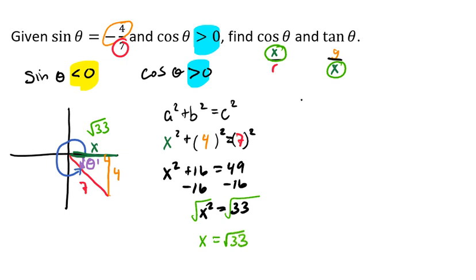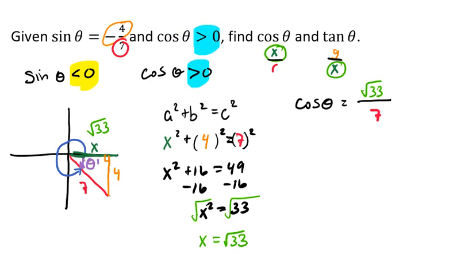So as we take a look at the cosine of theta, we can then say that we've got the square root of 33 over r, which in this case is a 7. So our radius can never be negative. And the reason why we're also taking a positive radical 33 here is because we were told that our cosine needed to be greater than 0. So our x value is going to be greater than 0 there.